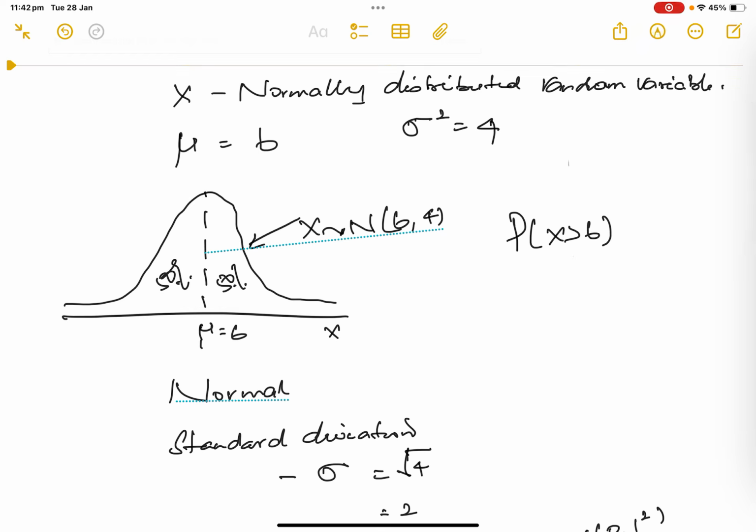X greater than 6 means the right-hand side of the mu line, the symmetrical line. So that is 50%, a probability of 0.5. So the probability X greater than 6 is 0.5. If they had asked for the probability X less than 6, it would be 0.5 as well. So half is the probability. That's the first part.